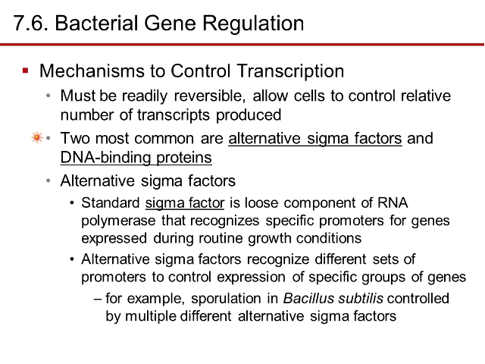The standard sigma factor is a loose component of RNA polymerase that recognizes specific promoters for genes expressed during routine growth conditions. Alternative sigma factors recognize different sets of promoters for expression of specific groups of genes. For example, sporulation of Bacillus subtilis is controlled by multiple different alternative sigma factors.